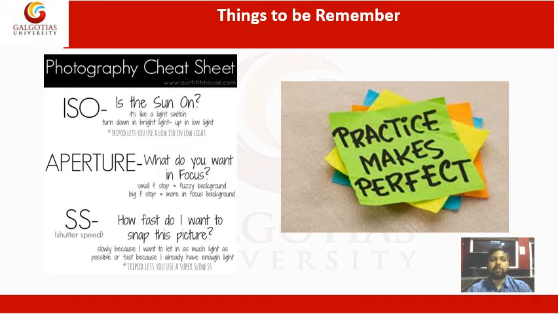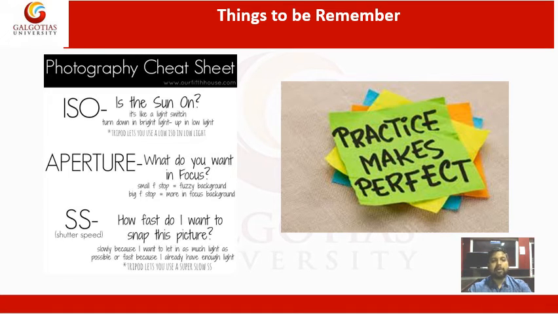Things to be remembered. So I just pasted on a photograph, which is a cheat sheet. Cheat sheet means something to understand or remember what we are going to do. So ISO means, if the sun is out, that means there is proper light. If the light is not proper, then we have to increase the ISO number.